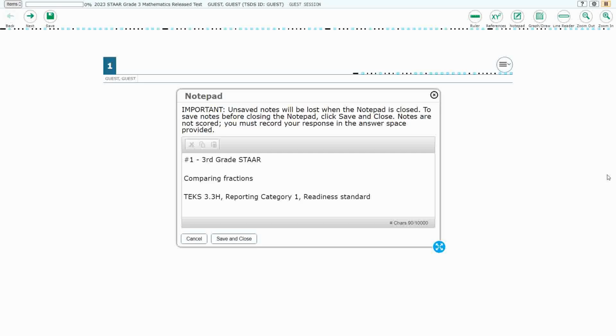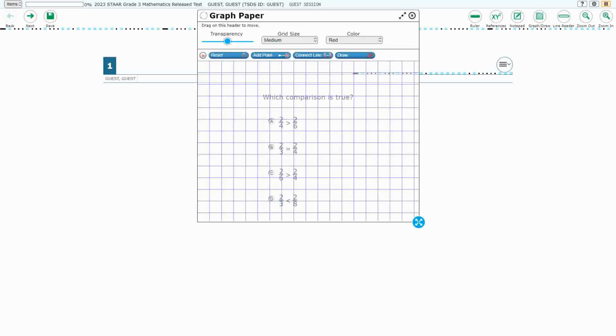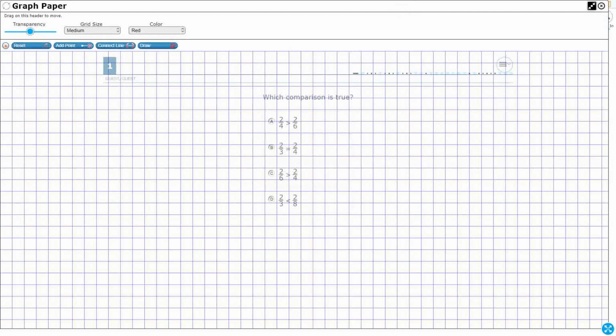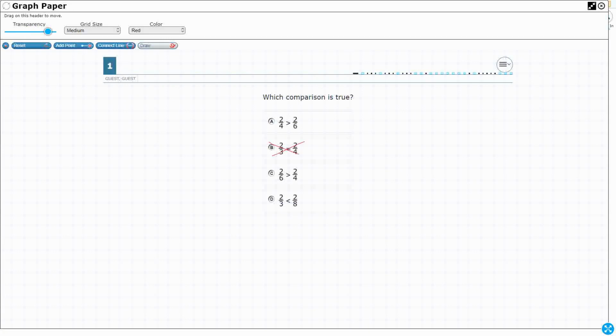For number 1, we are comparing fractions. This is TEKS 3.3H, a rated standard in reporting category 1. So we simply need to find the true comparison here. And one thing we should be able to eliminate immediately is going to be B, 2/3 does not equal 2/4. You can have two fractions that are equivalent, but you can't have the same numerator and two different denominators. 2 out of 3 equal parts is not going to be the same as 2 out of 4 equal parts.